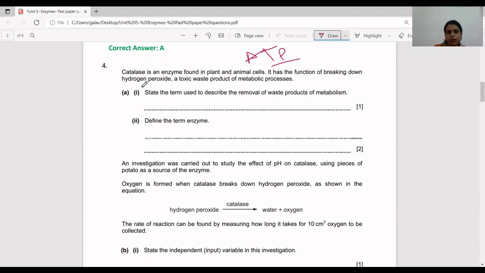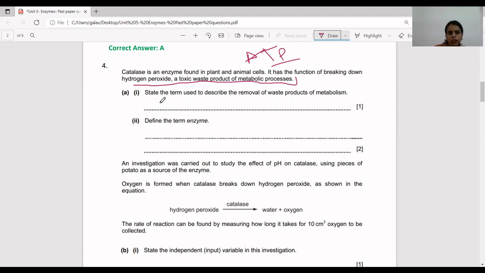It has the function of breaking down hydrogen peroxide, a toxic waste product of metabolic processes. So all living cells have this catalase enzyme. In metabolic reactions, a toxic waste product is produced, which is called hydrogen peroxide. Now this hydrogen peroxide is highly toxic or poisonous for the cells. Hence, the moment hydrogen peroxide is produced, catalase enzyme immediately breaks it down into oxygen and water.